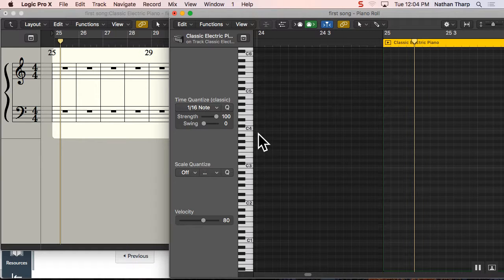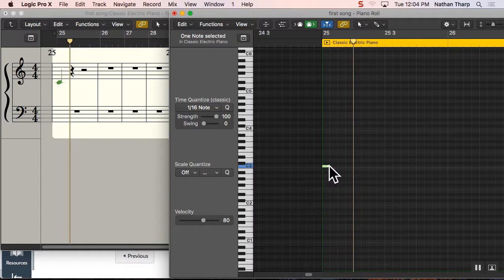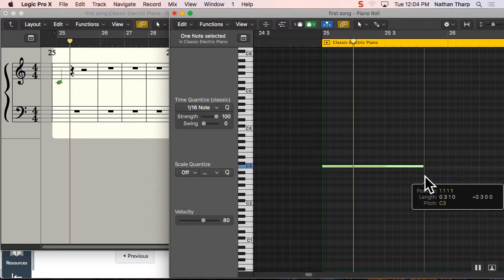When I want to put a note in, I can hold down the command key, and it turns into a little pencil. So let me go ahead and put a pencil mark. We'll go C3 here. Okay. And I have this note here, and I can drag the length of the note, just like we did with loops. You ever see that? Okay. Just dragging the end of it.